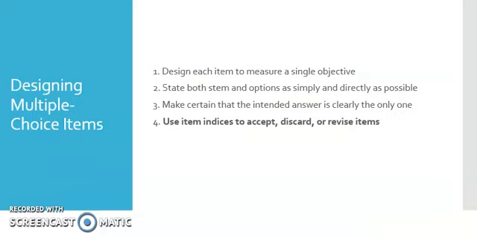So the first three guidelines: designing each test item to measure a single objective, stating the stem and the options as simply and directly as possible, and making certain that the intended answer is clearly the only one, were covered in a previous screencast. In this screencast, we're going to focus on the item indices to accept, discard, or revise items. This is the guideline that we would use after we have given the exam and we see the student results. The first three should be done before we use the exam.